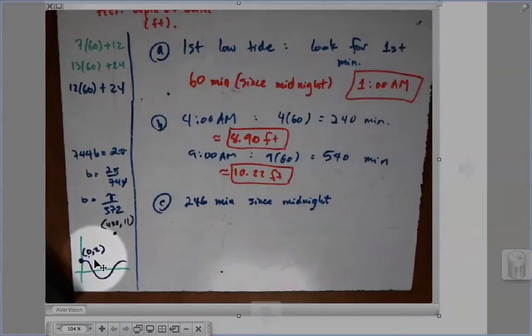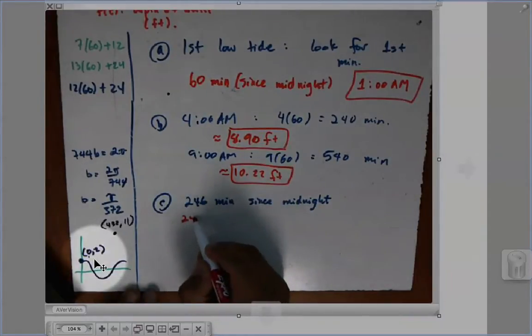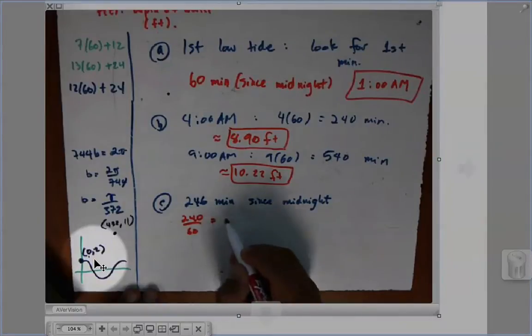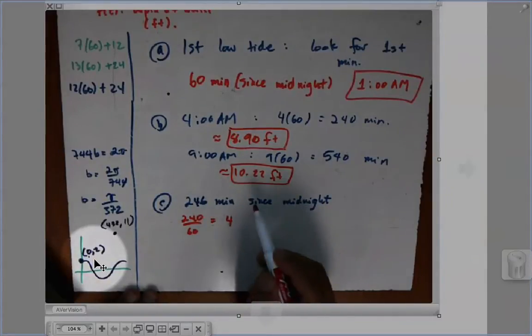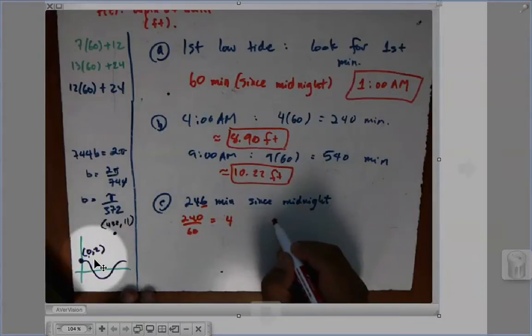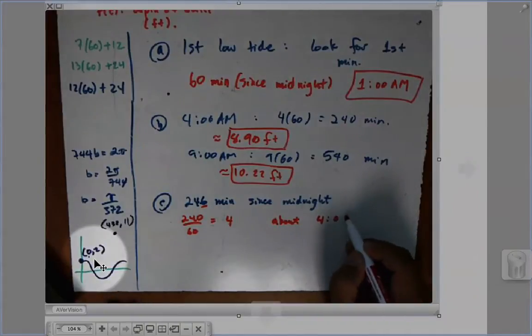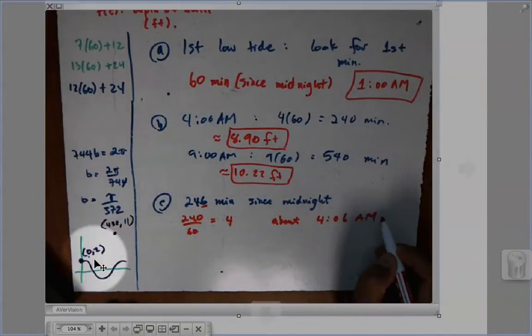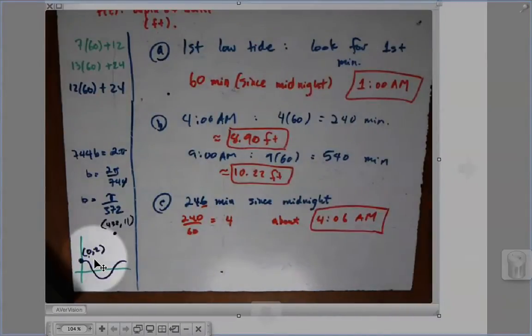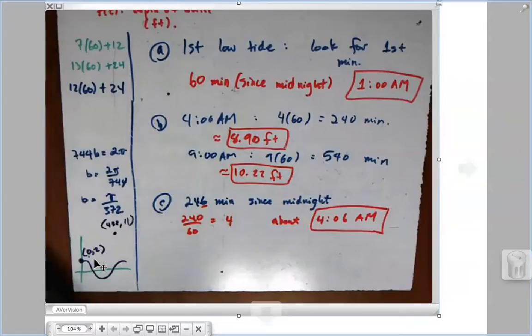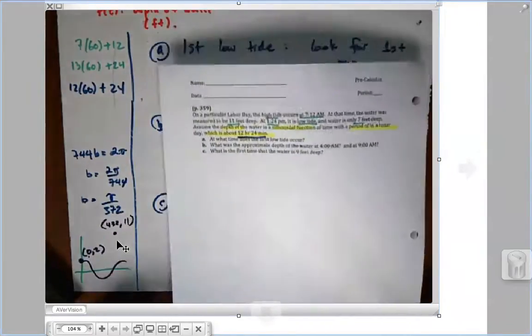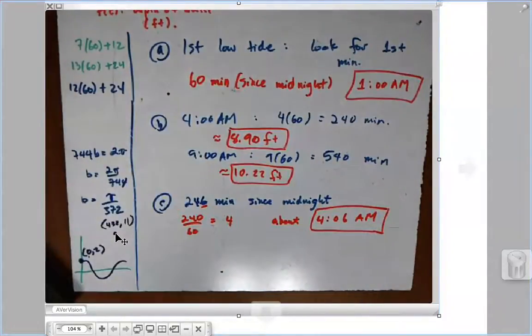And let's convert that. 240 divided by 60 is 4, and then you have 6 minutes left over. So it's approximately 4:06 a.m. as our final answer there. And so just to recap what's going on in this problem, we used the basic information in the problem to find the amplitude and the period and to create a function. And we actually used the cosine function for this.